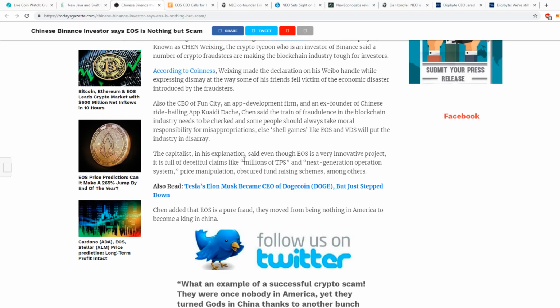So these are all things that they claim, millions of TPS. I've never seen that before, but possibly they've written it somewhere, which is to a certain extent not true, to a very far extent. Next generation operation system, just depends on how you see next gen, right? I guess that can always be true. Price manipulation happens with really any coin, so that's not that strange. And obscured fundraising schemes, I don't know too much about that. They say there's even more than that.